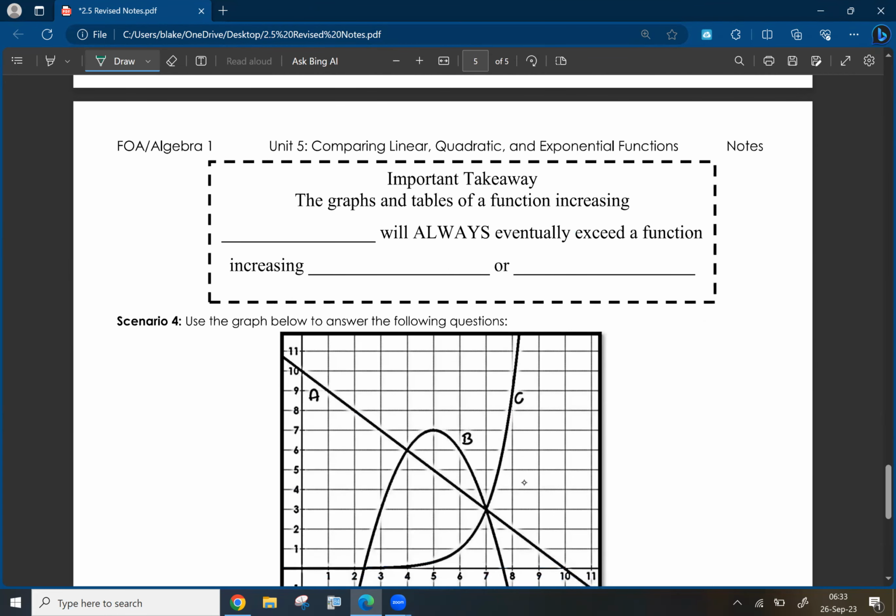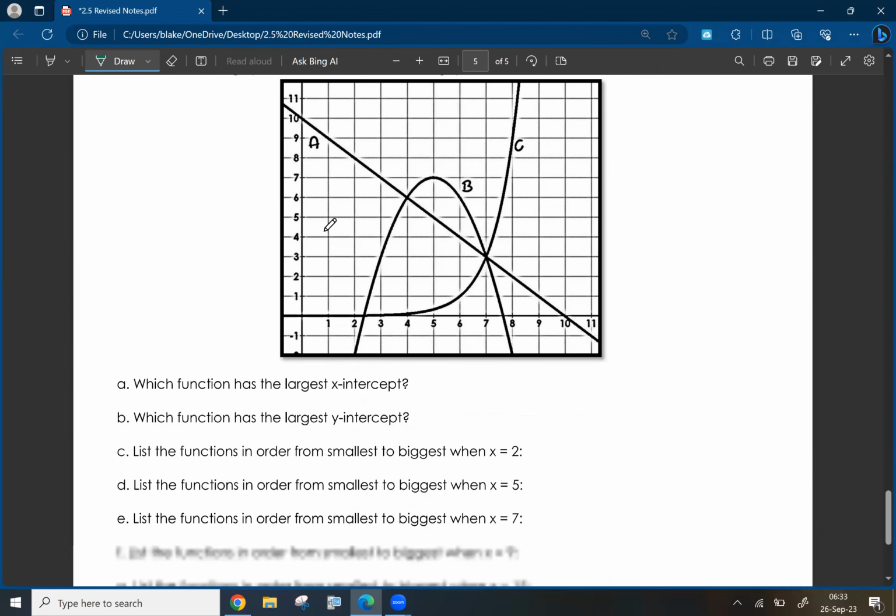All right. So the graph and tables of a function increasing. So basically what's going to happen is exponential functions will always eventually exceed a function increasing, I don't know how I want to say this, increasing, I guess, linearly or quadratically. I don't know if that's a word, but that's always true. Exponential will always eventually exceed both linear and quadratic is pretty much what we're going to say there.